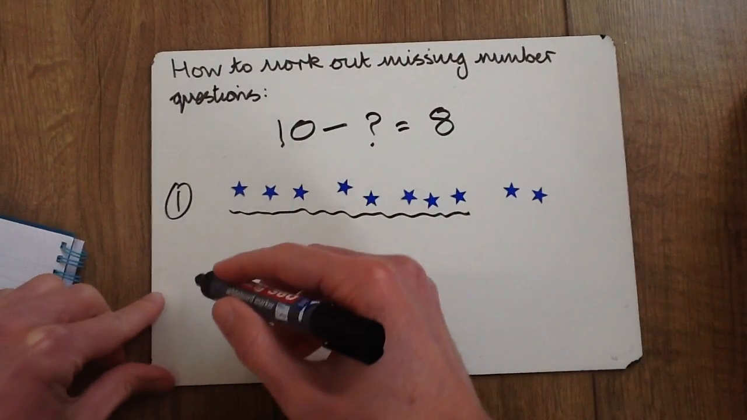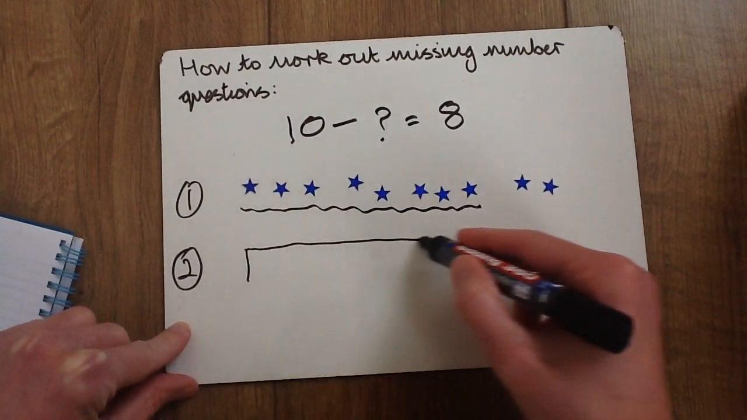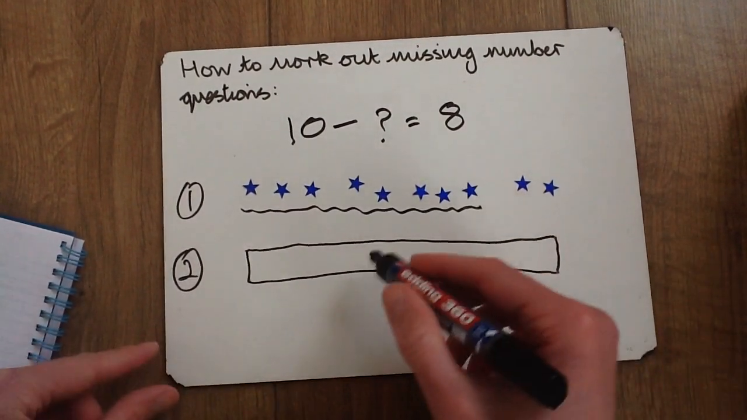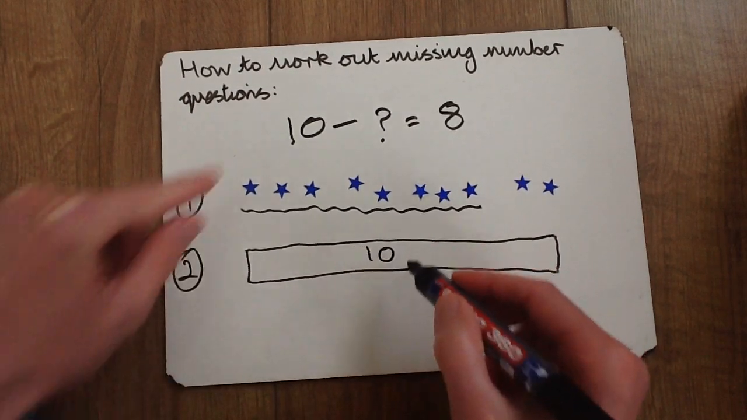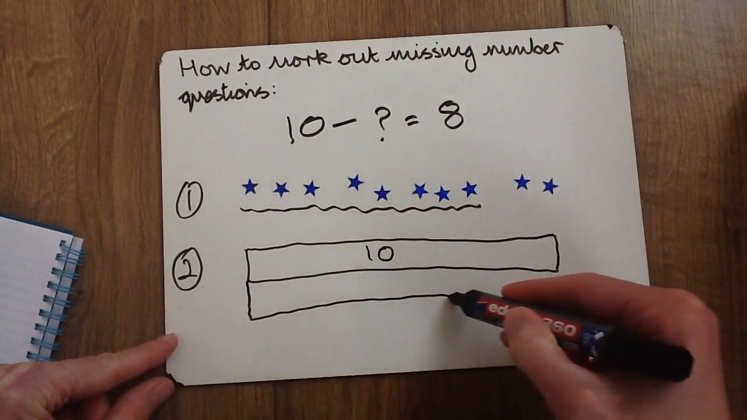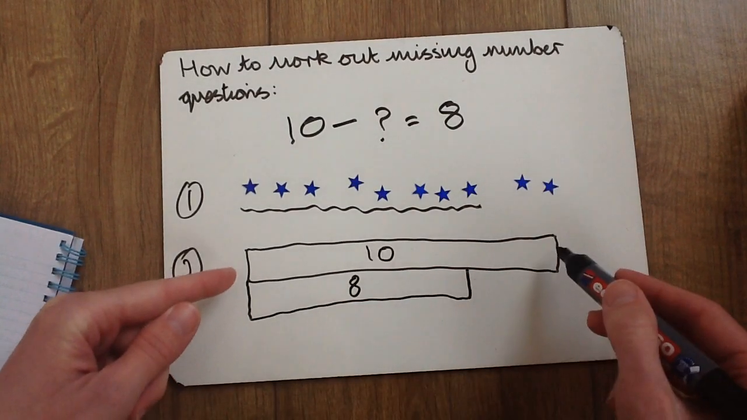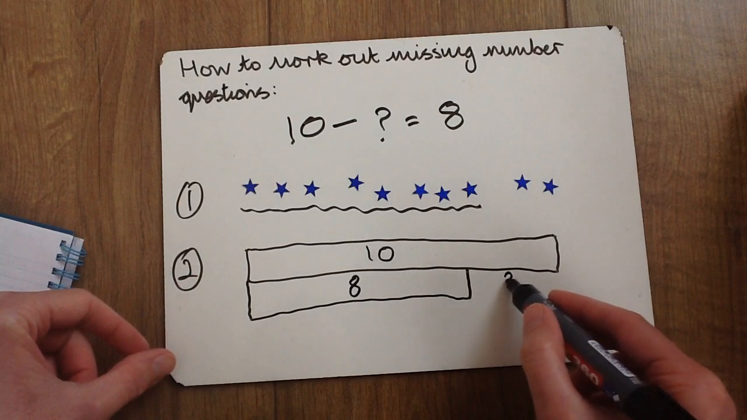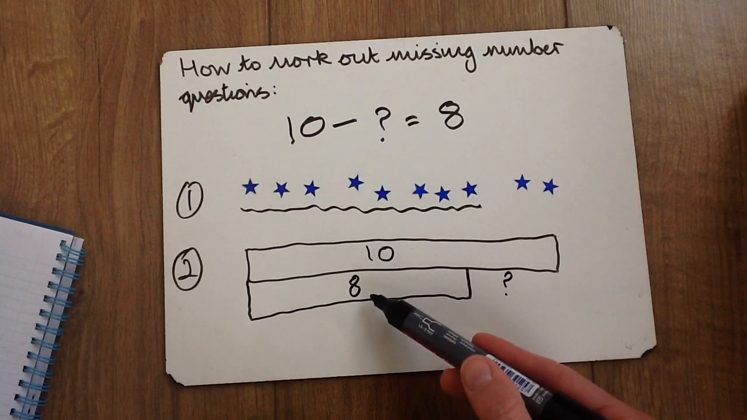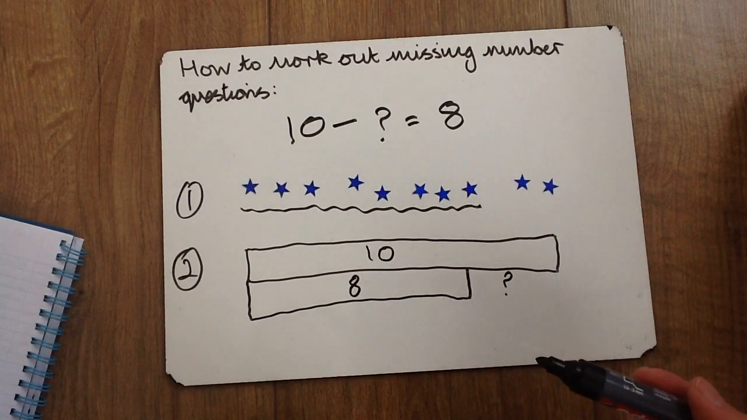Secondly, you could try and draw what's happening in the sum. We use something called bar models at school, which you can see closely links to the thing that we've just made with the stars. So if you draw one big bar which has your biggest number, so the 10, and then underneath you draw a second bar with the second bit of information you've been given, which is 8. So the bar is shorter than the bar of 10. I'm now trying to find out what I've taken away from the top bar to give me the answer of 8. So again, this space here must be 2, my 2 stars that I had before.